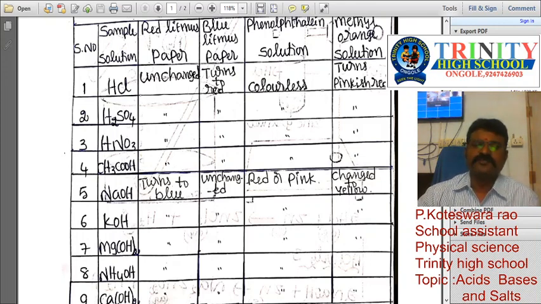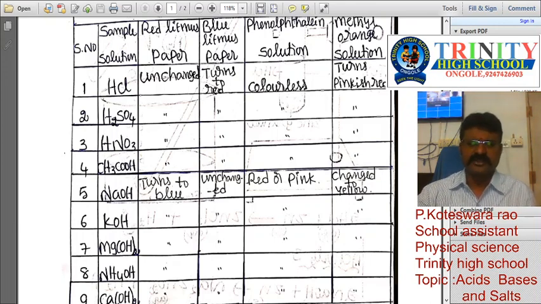Okay, and fifth one. What is the fifth one? The fifth one we want to take is NaOH. NaOH, if you observe 5th, 6th, 7th, 8th, 9th, they consist of OH minus. OH minus means those are nothing but bases. 1 to 4 are acids and 5 to 9 are bases. Okay.